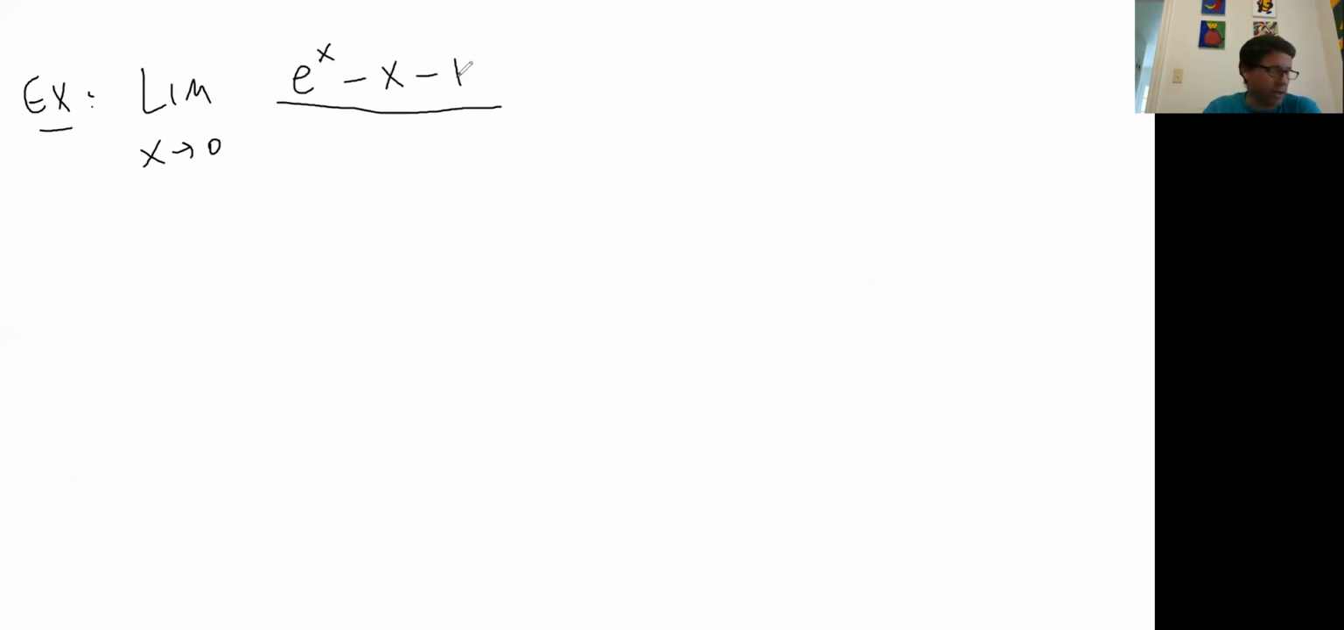Okay, so here we go. Example, limit as x goes to 0. Exponentials are feeling left out, so we'll put this in. e to the x minus 1 over x squared.